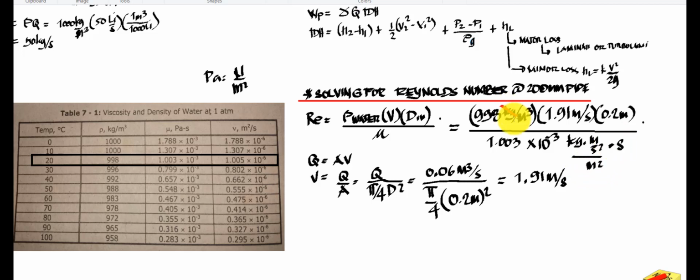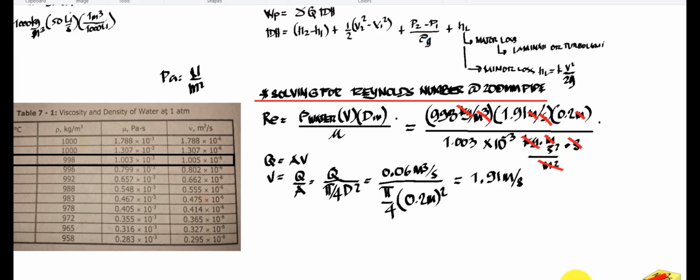We have your kilogram cancel out. Then we have meter here and also meter in the square meter. Square meter here will cancel out. Seconds also cancel out. So the Reynolds number is a unitless number.